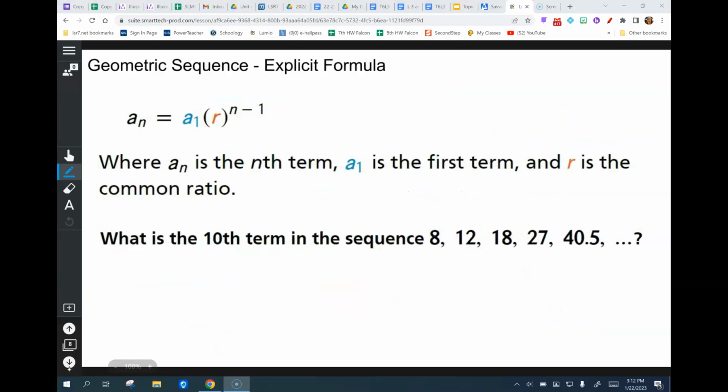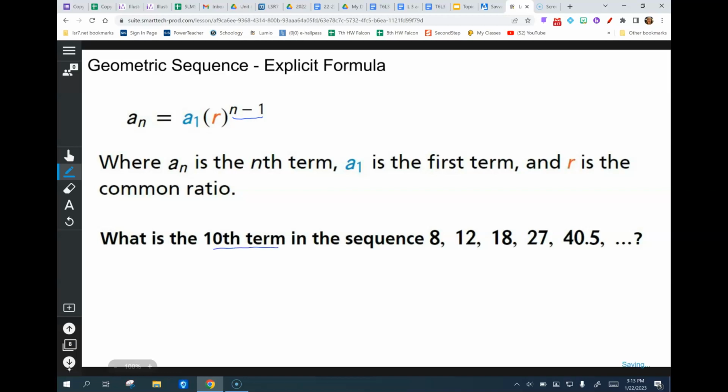Good. Now the explicit formula for this, and again, you're going, where should I write this? So you're going to write it over to the left of example 2. This one's going to be written over to the left of example 3. The explicit form is a sub n is equal to a sub 1 times the ratio to the n minus 1. That's what I sometimes forget, is you have to take n minus 1, not the actual term, but n minus 1. Okay, where n is the nth term, a sub 1 is the first term, and r is the ratio. So what is the 10th term of this?